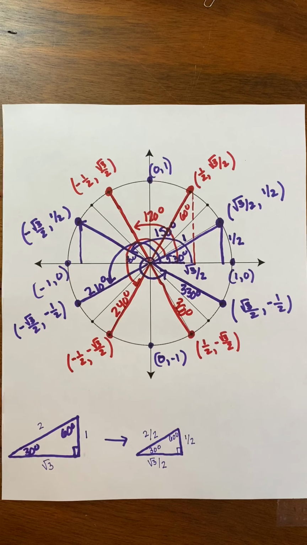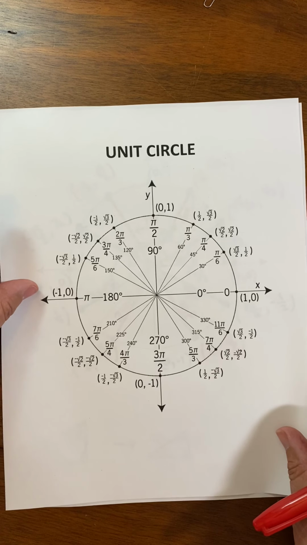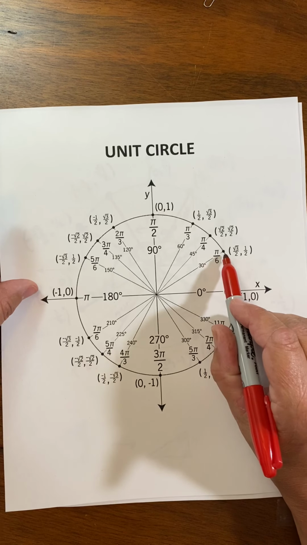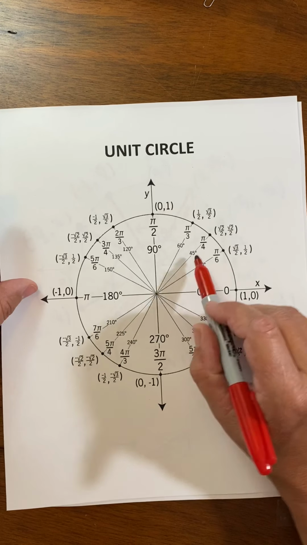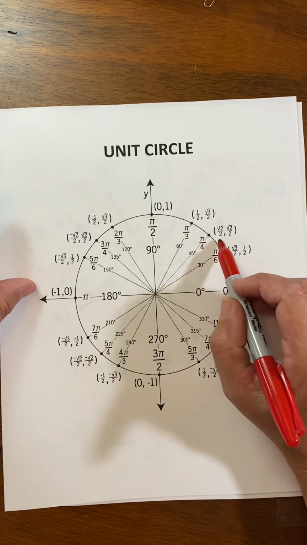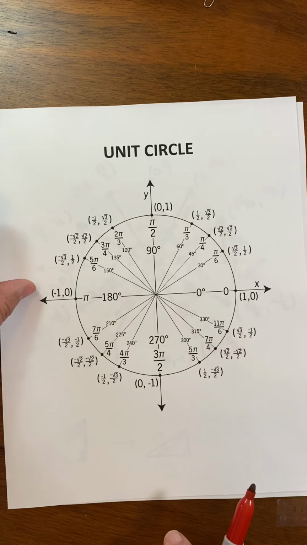It looks like a big mess, but if you go to the last page of this handout, or in your handout on Blackboard, you'll see that it's all absorbed right here into one nice typed picture for you. So 30 degrees, which is equivalent to pi over 6, intersects the unit circle at square root of 3 over 2 and 1 over 2. 45 degrees, which is also pi over 4 radians, intersects the unit circle at square root of 2 over 2 and square root of 2 over 2, and so forth and so on.